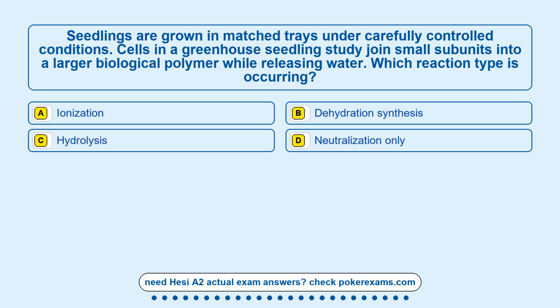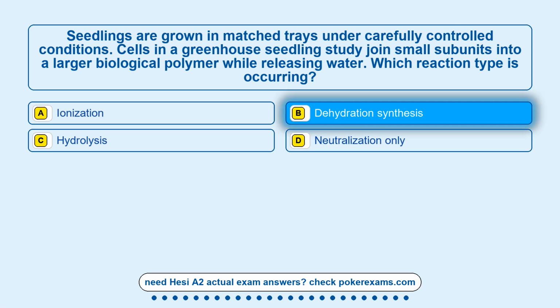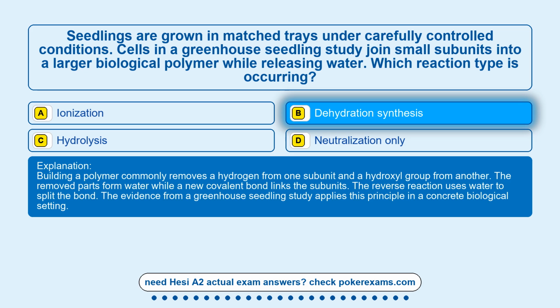Option A, ionization. Option B, dehydration synthesis. Option C, hydrolysis. Option D, neutralization only. The correct answer is option B, dehydration synthesis. Building a polymer commonly removes a hydrogen from one subunit and a hydroxyl group from another. The removed parts form water while a new covalent bond links the subunits. The reverse reaction uses water to split the bond.